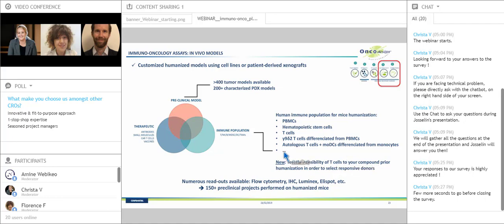Once those mice are humanized and the tumor model is picked, we have a number of readouts. Of course, we have the basic ones with tumor volume and MRI and so on, but you can also have flow cytometry, immunohistochemistry, and we have a vast experience in Luminex and ELISpot as well. I told you at the beginning that this was more customized, but we still have performed more than 150 different projects using this kind of model. So we start to have a good experience with that.